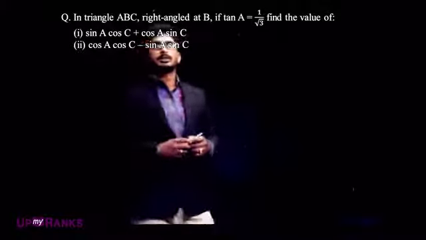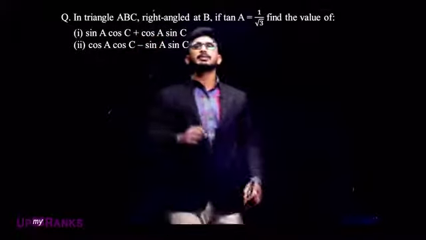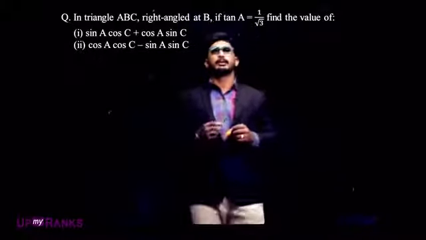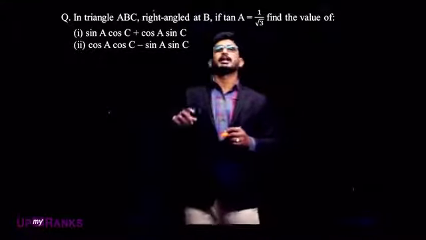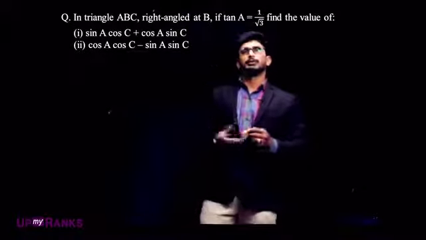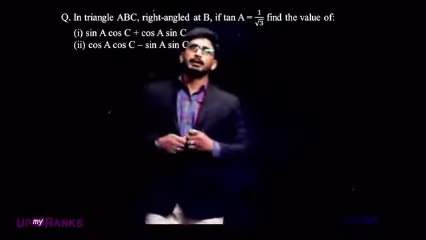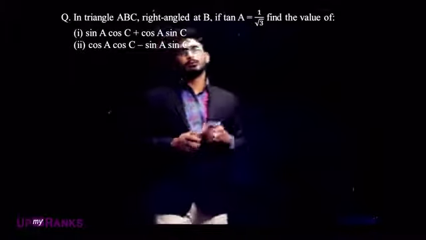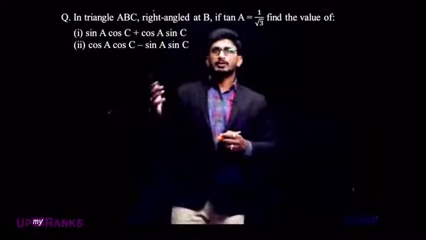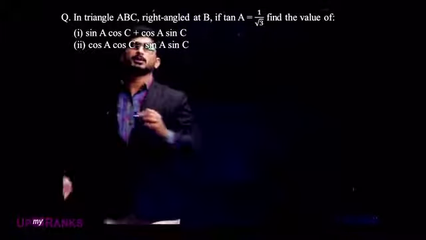So this is the next question, wherein you can see in a triangle ABC right angled at B, if tan A is equal to 1 by root 3, find the value of sin A into cos C plus cos A into sin C. So let's do the first one, wherein it is given tan A is equal to 1 by root 3. You have to remember here only tan is given, so we have to find sin and cos, for which we have to use the triangle. So let us draw the triangle first.